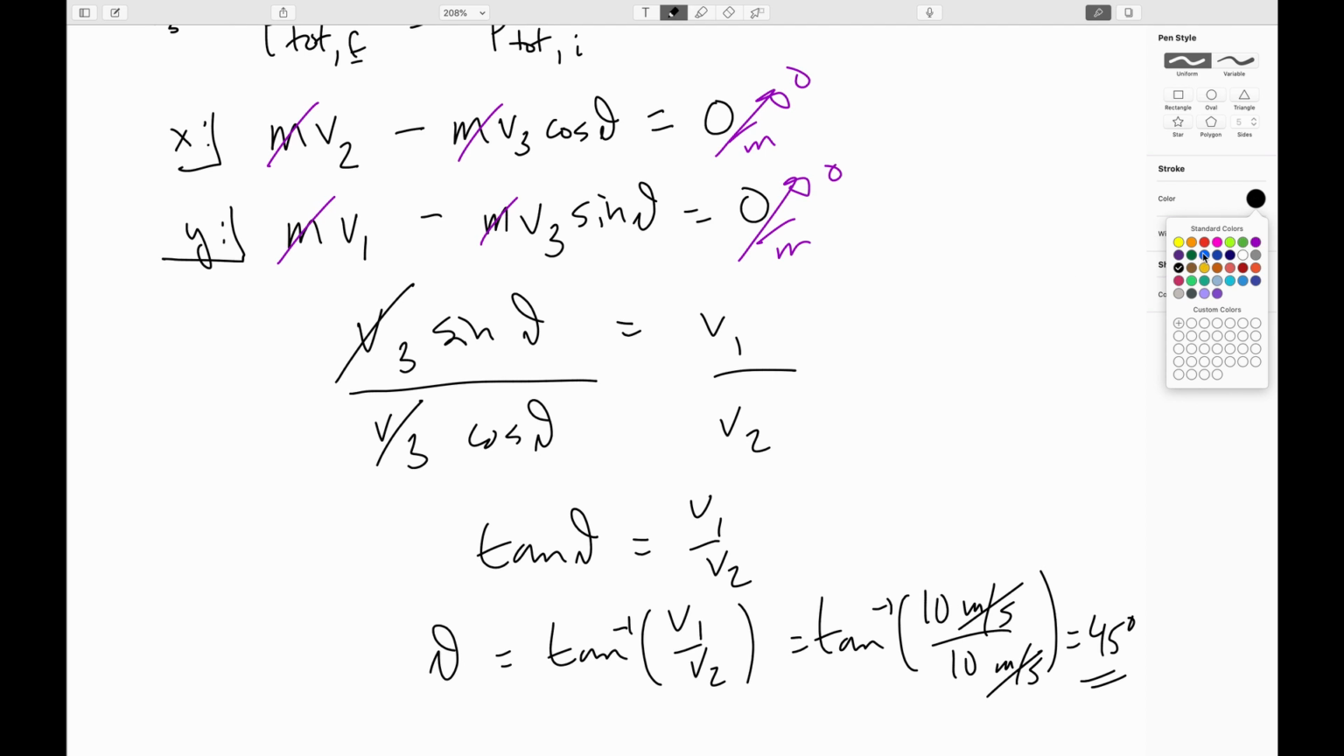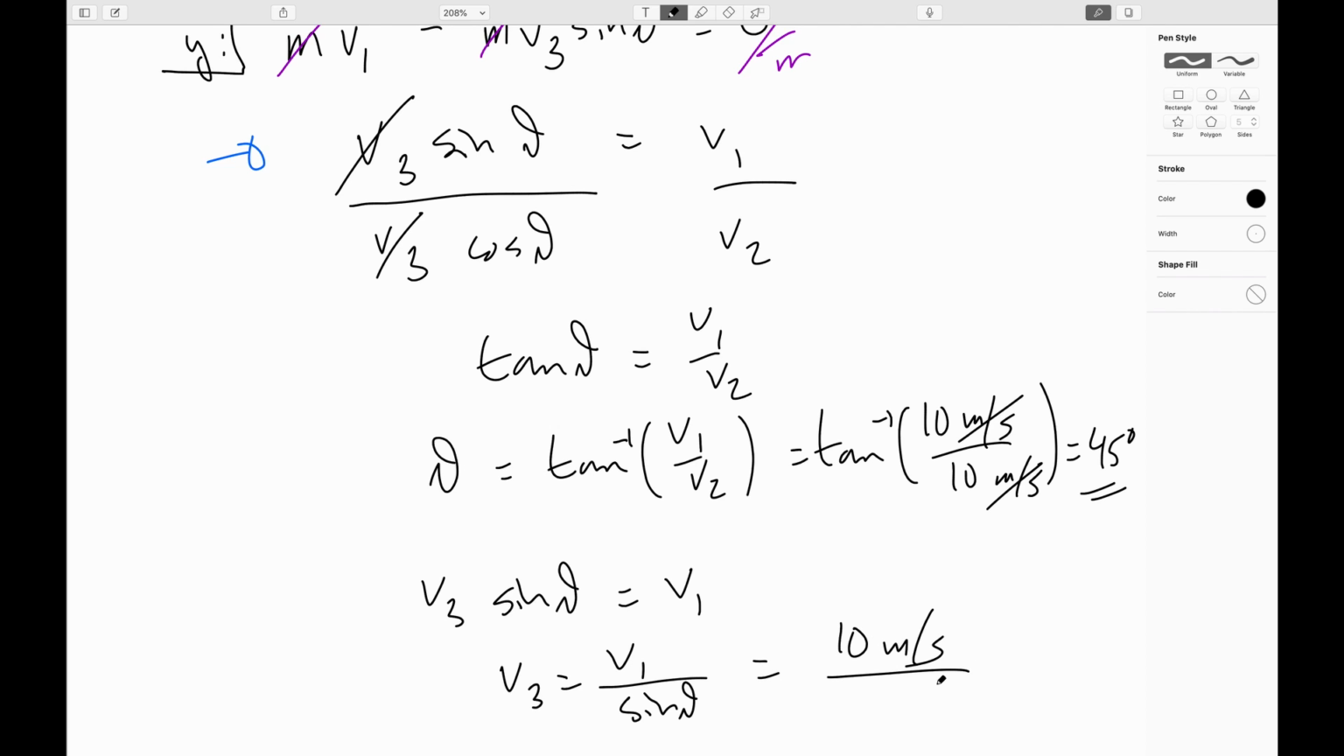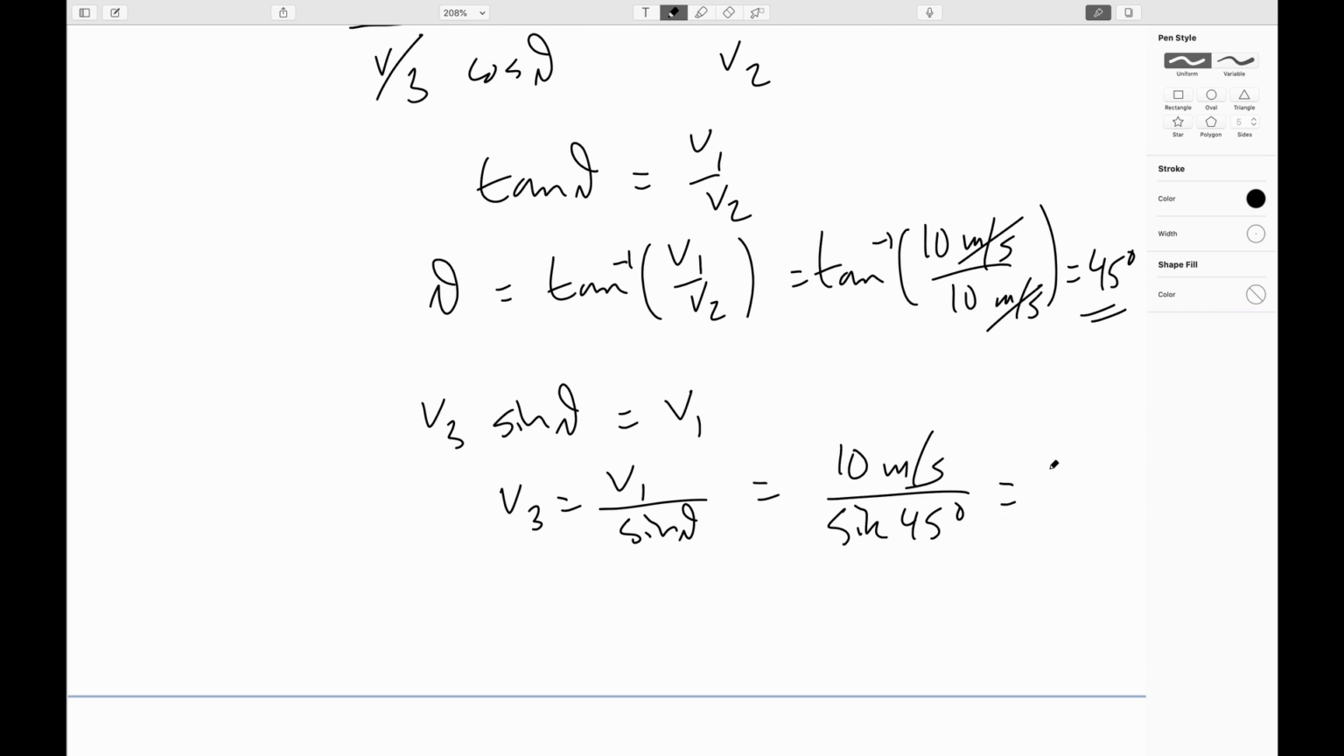Now that we got that the angle is 45 degrees, we can pick either of these to get my v3. So I'll use this one. That one gave me v3 sine theta equals v1. So v3 will be equal to v1 over sine of theta. So that will be 10 meters per second over the sine of 45 degrees. And that will give me 14 meters per second.